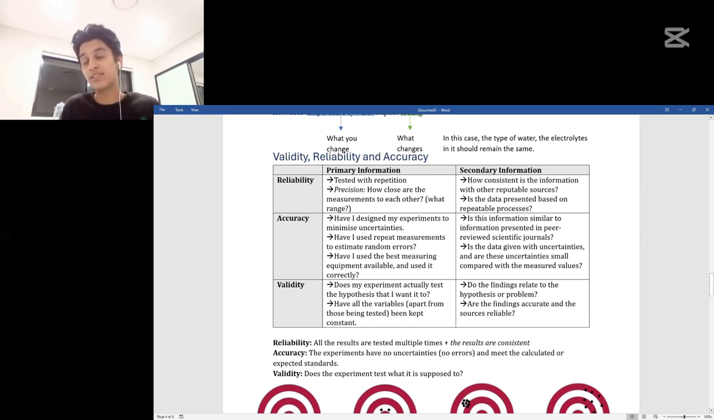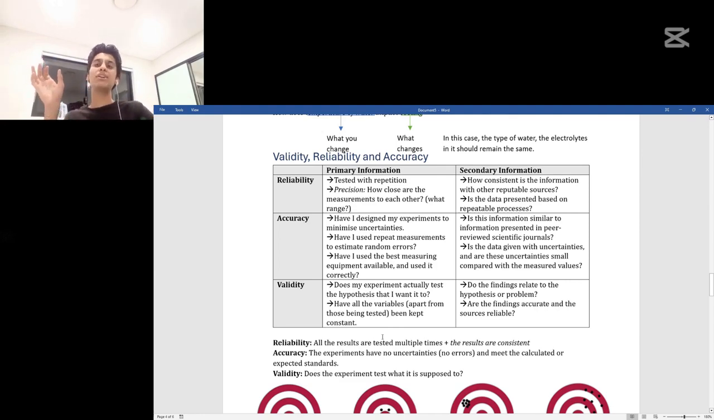Now, for secondary information, do the findings relate to the hypothesis or problem? Are the findings accurate and the sources reliable? So first of all, when you're looking at other information, do their findings actually relate to what you're talking about? And secondly, are the findings accurate and the sources reliable? So can you trust those sources? Is what you're seeing close to the calculated value, and are those sources tested with repetition? That's something you want to look at.